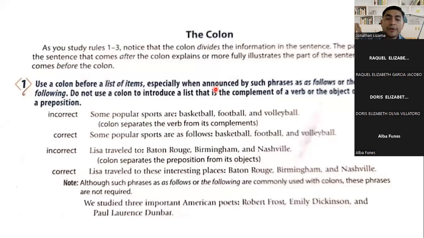This next one is incorrect. Lisa traveled to Baton Rouge, Birmingham, and Nashville. The colon is separating the preposition. It ends in a preposition and is separating the preposition. No se puede. Tendría que ser así: Lisa traveled to these interesting places. You got it? You need extra information. You need more.